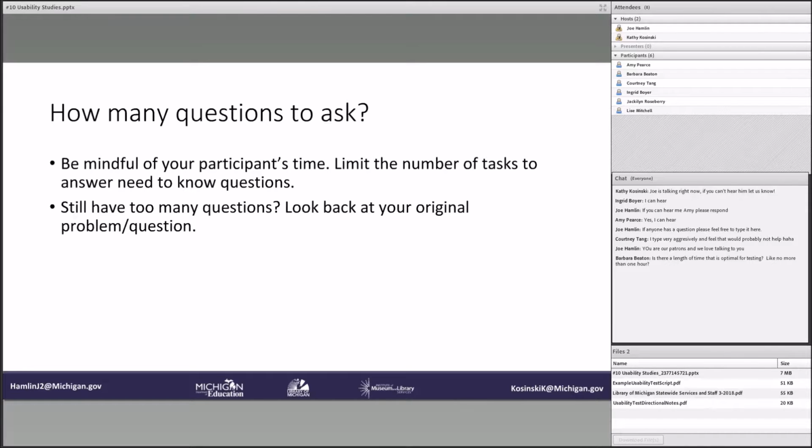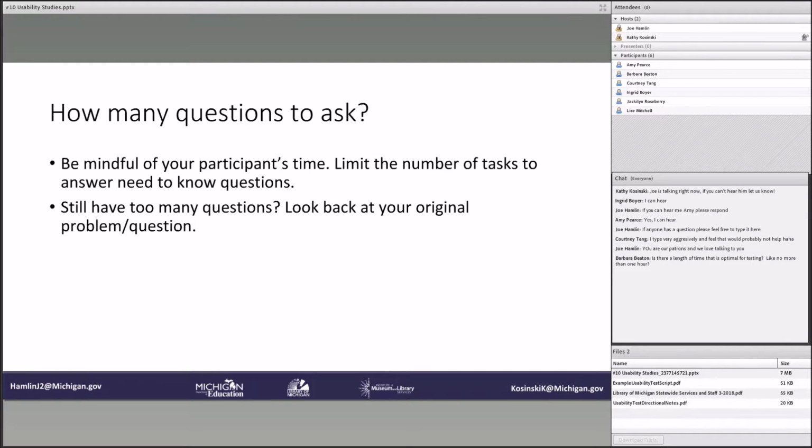We've got a really good question from Barbara Beaton. Is there a length of time that is optimal for testing, like no more than one hour? I've found that 30 to 45 minutes is good. Once you hit an hour and 15, it can get really tiring for the note taker, for the participant, for everything. It just gets incredibly stressful.